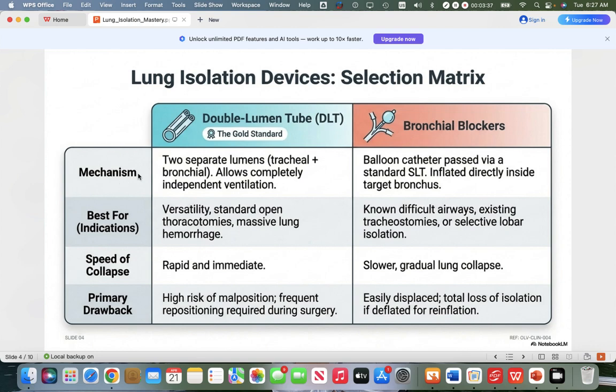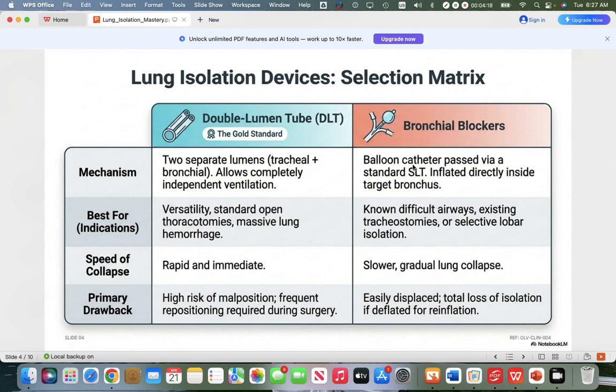The mechanism for the double lumen is two separate lumens, tracheal and bronchial, allowing completely independent ventilation. Best for indication versatility, standard open thoracotomy, massive lung hemorrhage. This is very important because we must isolate the first lung from the second lung. Speed of collapse is rapid, immediate. The primary drawback is high risk of malposition, with frequent repositioning required during surgery. في بعض الأحيان تتغير position of the tube, so it is very important to check the position of the tube.